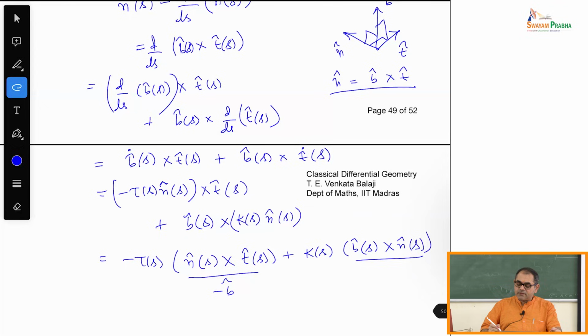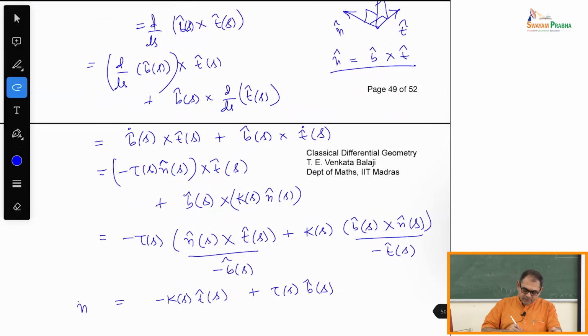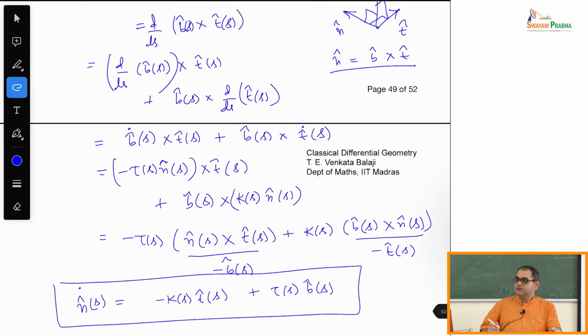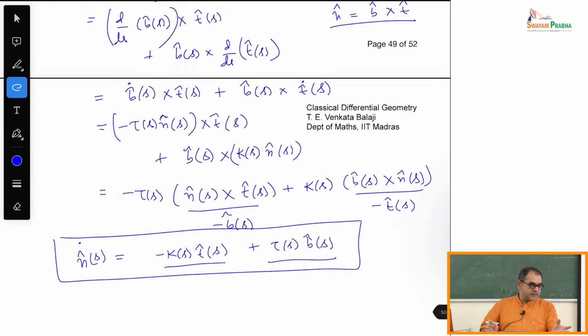B cross n is minus t. So you should get minus k s t of s plus tau of s b of s. So this is the thing that we wanted. So what was it on the left side? You have, okay. So it's minus k t plus tau b, which is this equation. Okay, so that proves the Frenet-Serret differential equations.